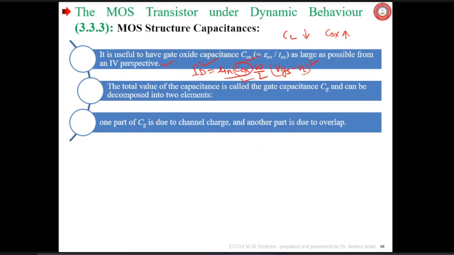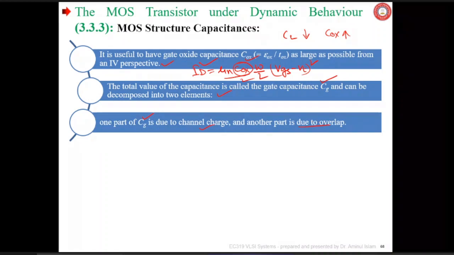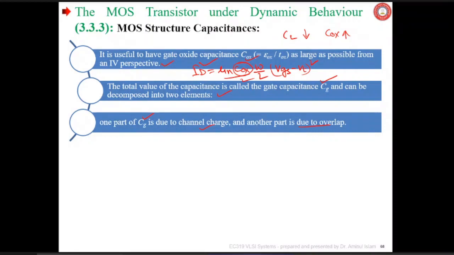The total value of the capacitance is called the gate capacitance CG and can be decomposed into two elements. One part of CG is due to the channel charge and the other part is due to the overlap. The overlap capacitance we have not discussed so far, so we'll discuss that also.